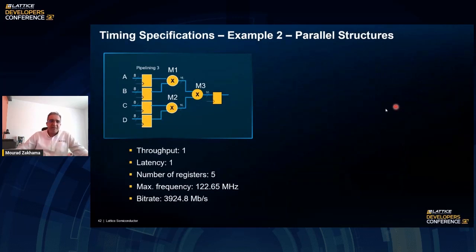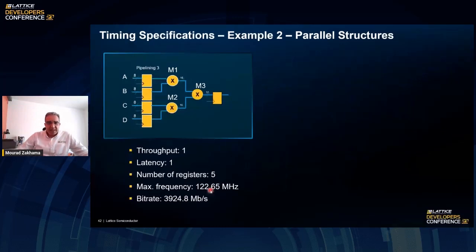So we could do the same thing by having 3 multipliers, but in parallel. Instead of having 3 cascaded multipliers, we could multiply A and B, C and D, and multiply the output of M1 and M2 together to have the output. Obviously, here we have no register in between, so the throughput is 1, the latency is 1, and the number of registers is 5. It's like what we've seen in the previous one, but a shorter implementation than the previous implementation we've seen at 75 megahertz.